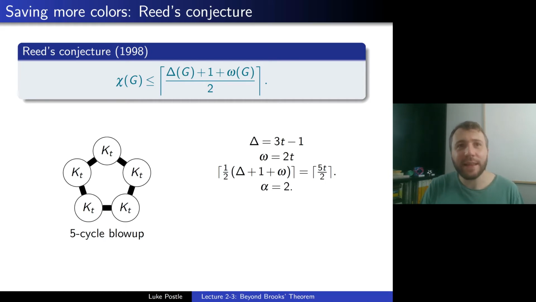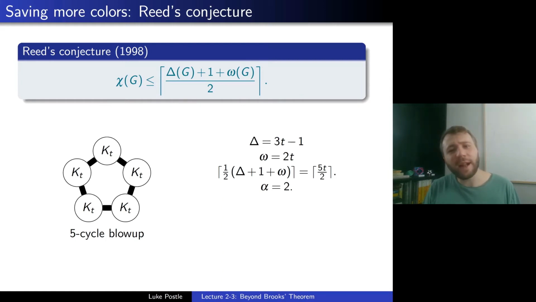Well, the independent sets make up the color classes, right? So every color class in the coloring is an independent set. So each color can only use 2 vertices at most. So how many colors do we need? We need at least 5t over 2, and since the chromatic number is an integer, we have to round up.